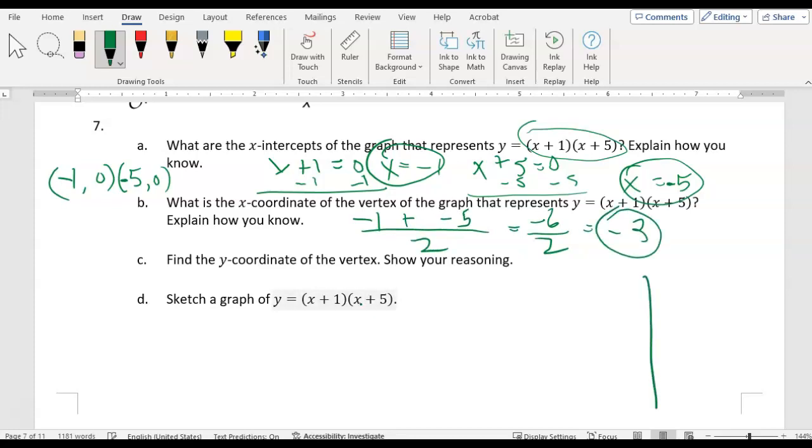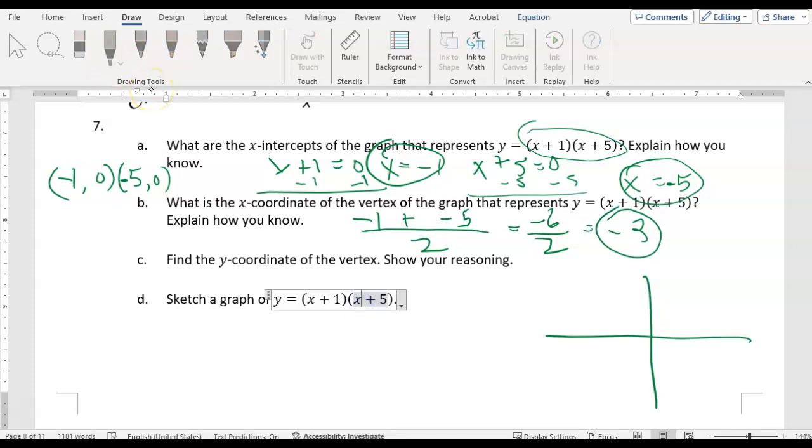If you wanted to, well, it says to sketch a graph, so let's go ahead and do that anyway. We're going to negative 1. What's going on? Come on, pen.